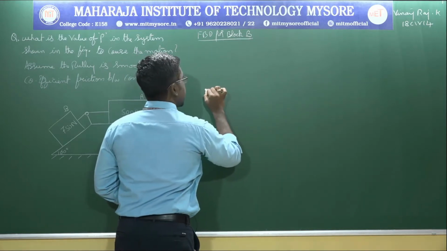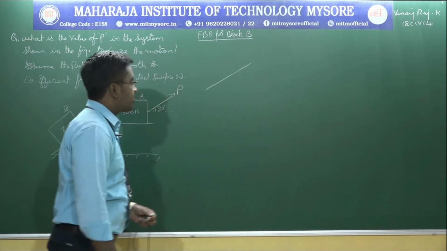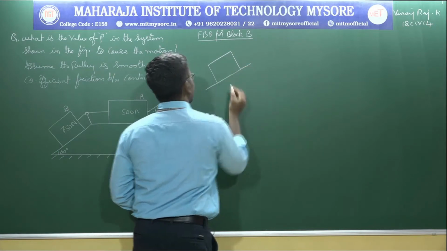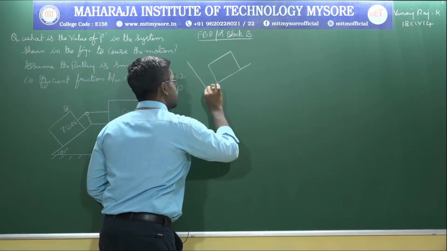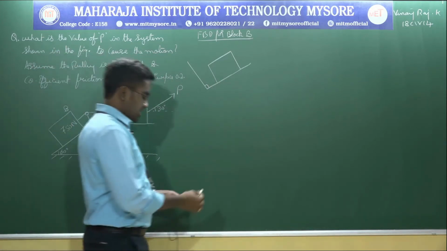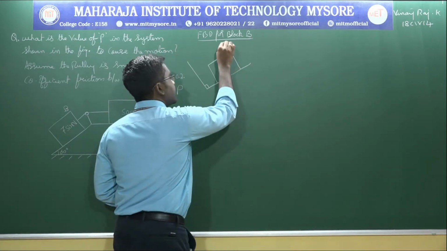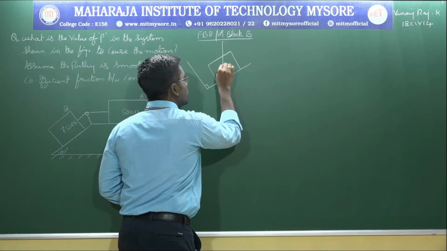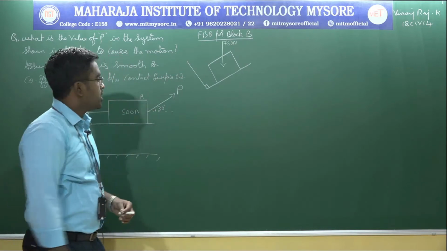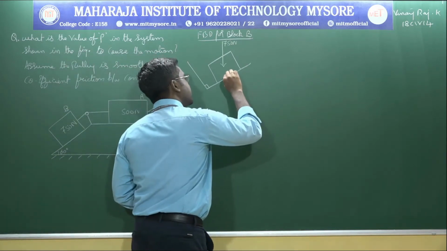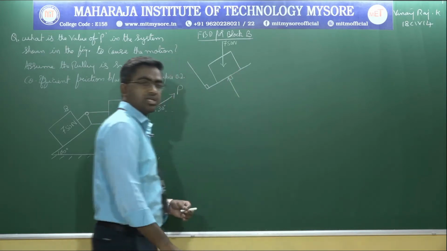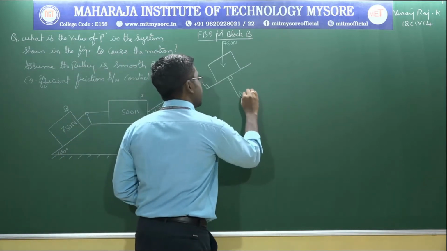Block B is resting on an inclined surface. So this is block B. Let me consider this as perpendicular to the surface, so this is 90 degrees. The self weight of the block will always be vertical and downwards, and this is 750 Newton, right? There will be a normal reaction from the surface, perpendicular to the surface. Let me call it N1.